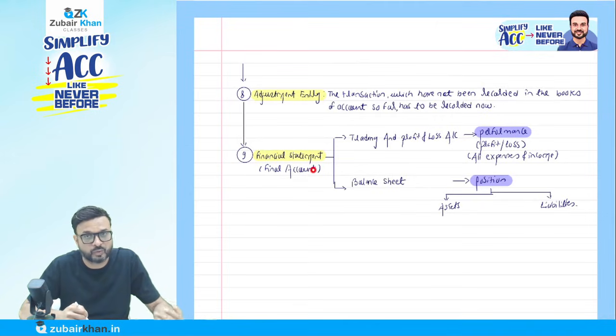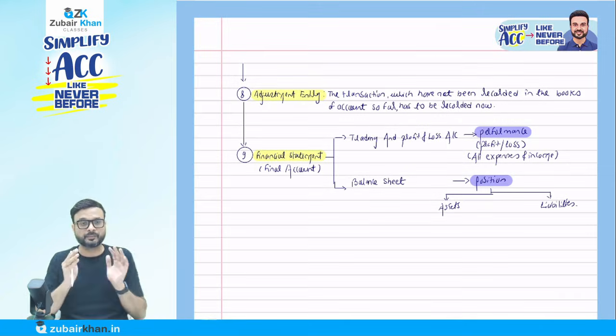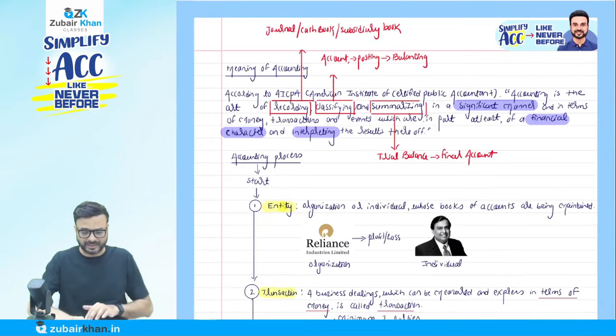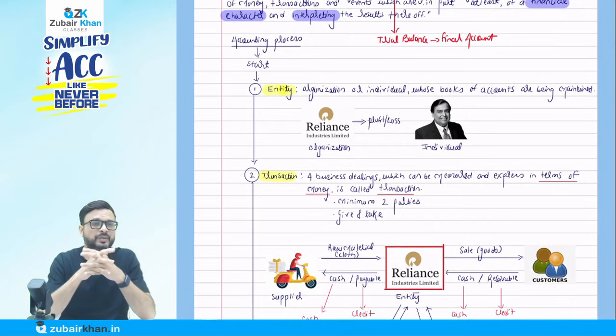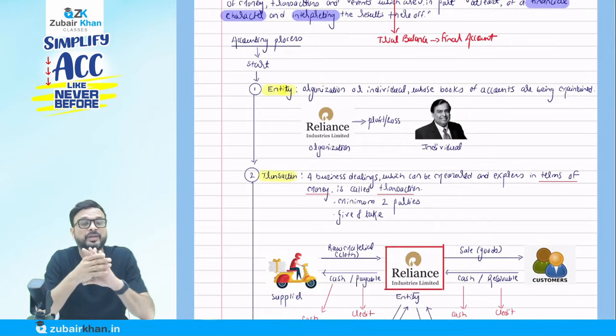In final accounts, we have two parts. The trading and profit and loss account talks about performance, that is profit or loss, and all income and expenses come here. The balance sheet talks about the position, and assets and liabilities come here. Now you don't have to worry. Even if you understand 60% of this accounting process, it is more than enough for me.